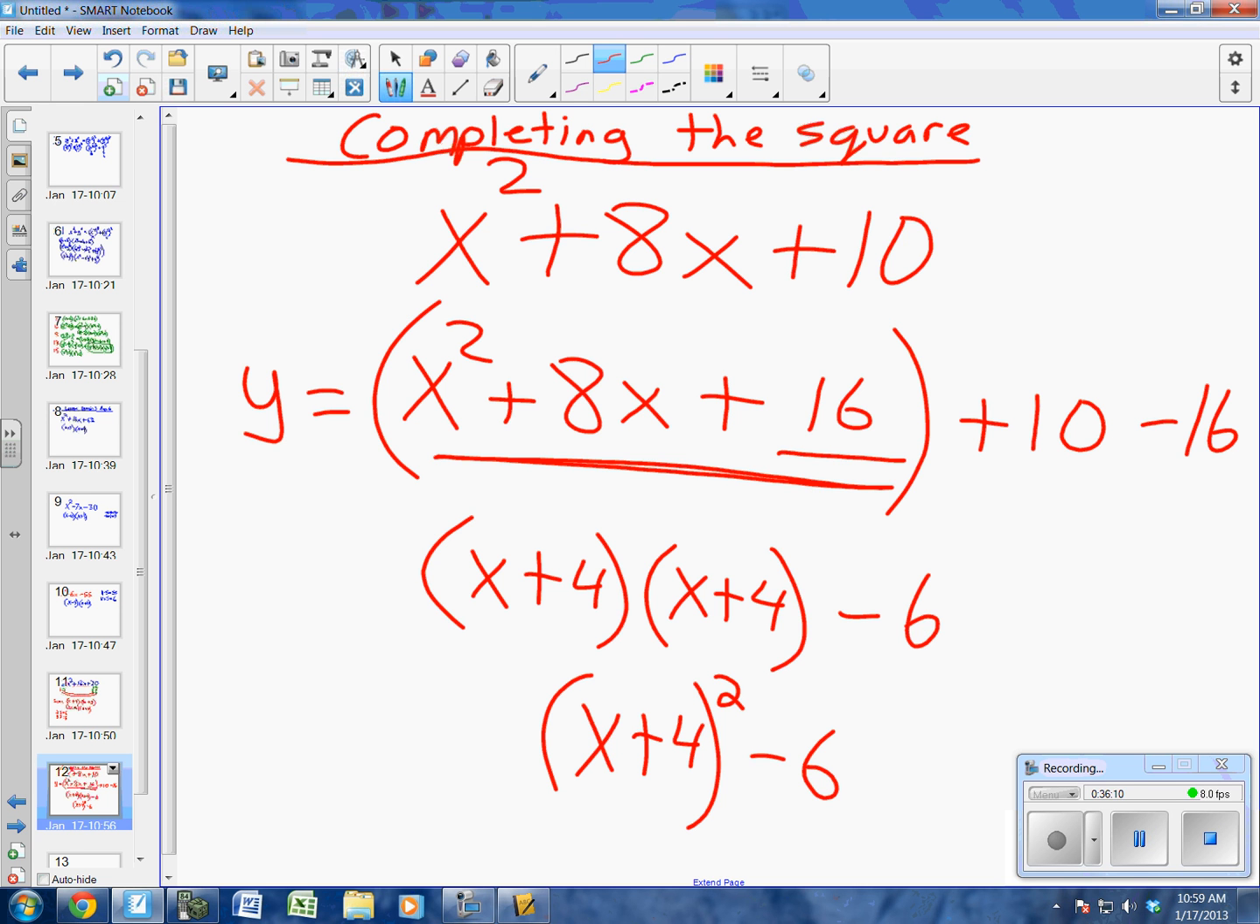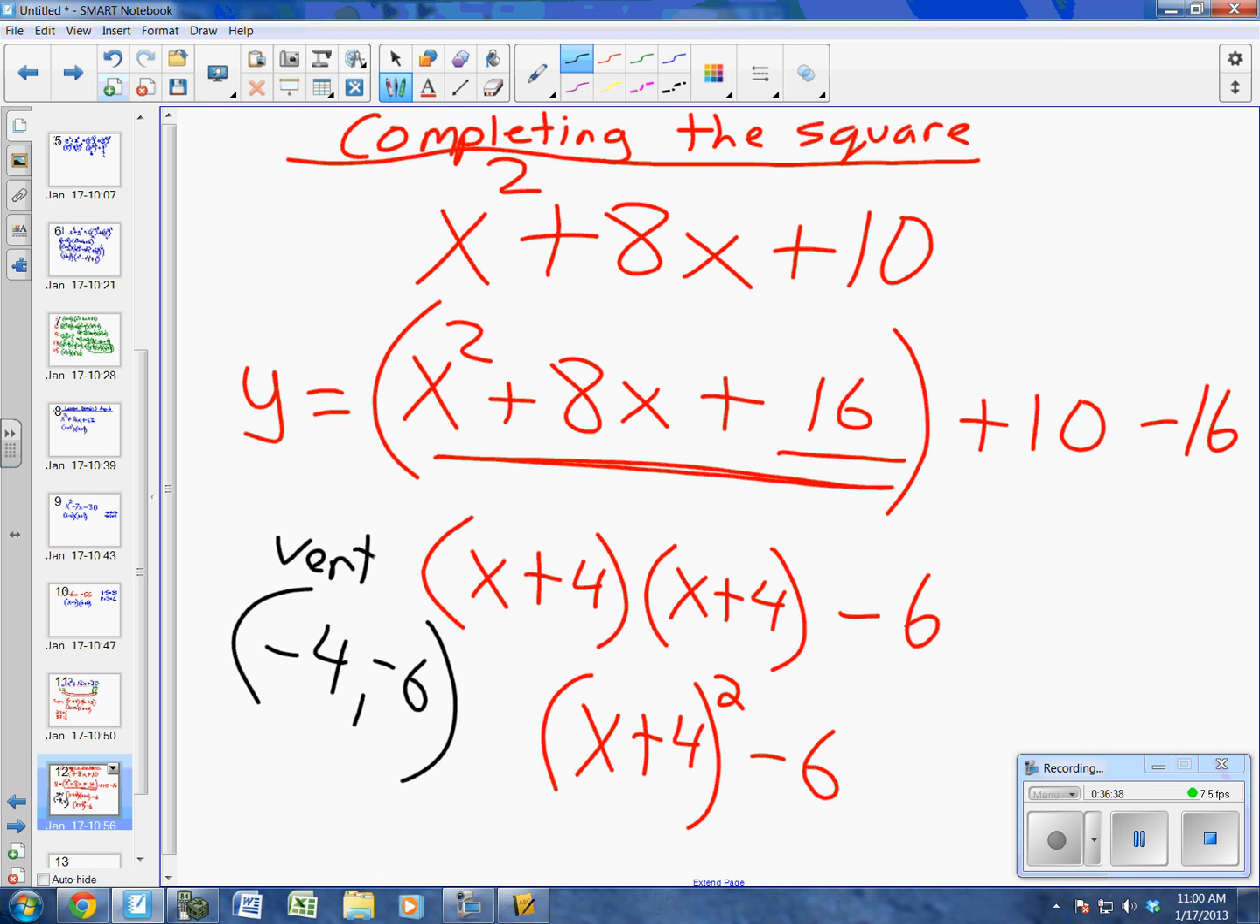Okay, Nicole, where's the vertex? Sarah, where's the vertex? No. No. Negative 4 and negative 6. Remember, the one inside the parentheses is always the opposite sign. Since that's a plus 4, it's a negative 4. And this one out here is the same. There is my vertex. Everybody got that?